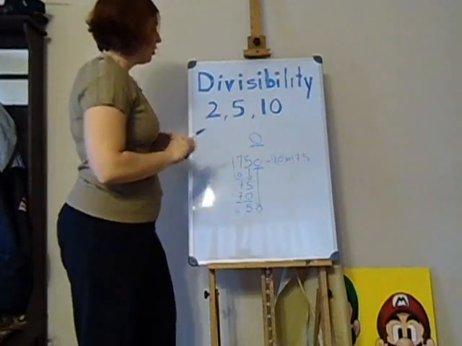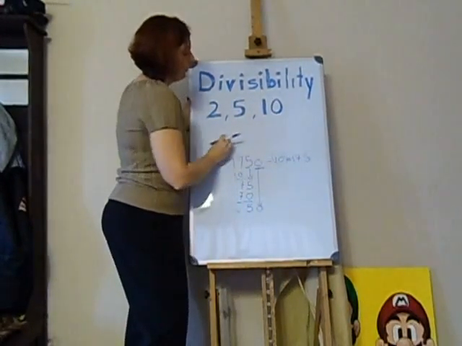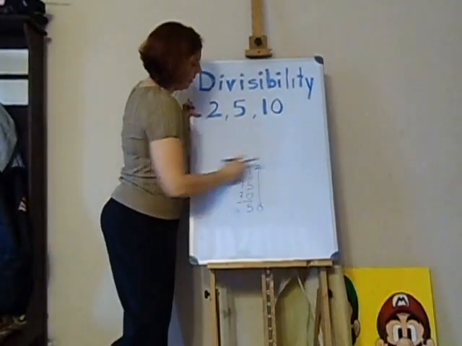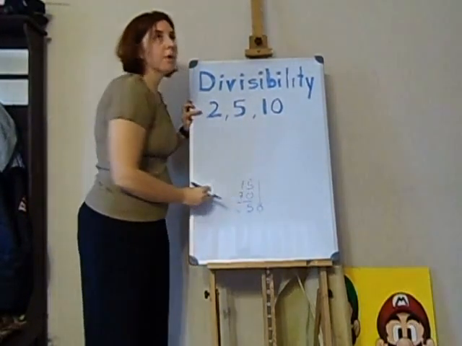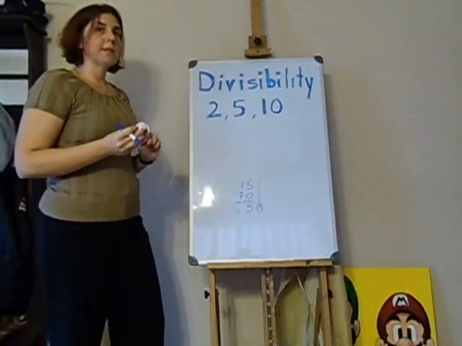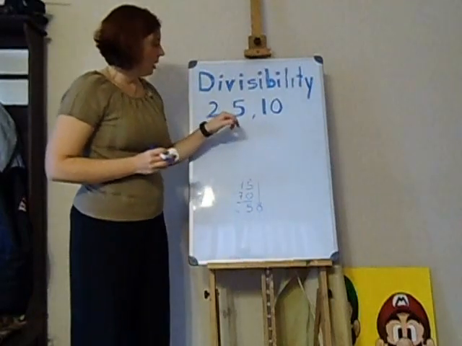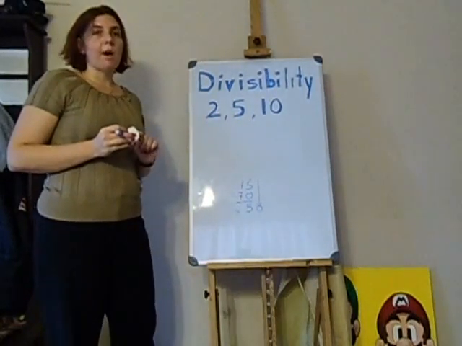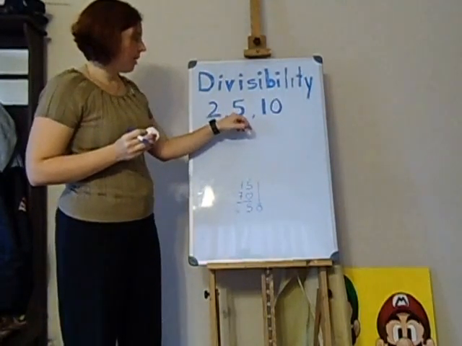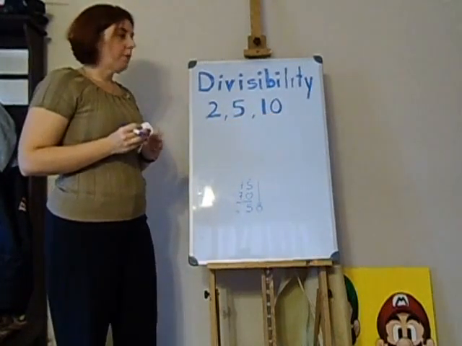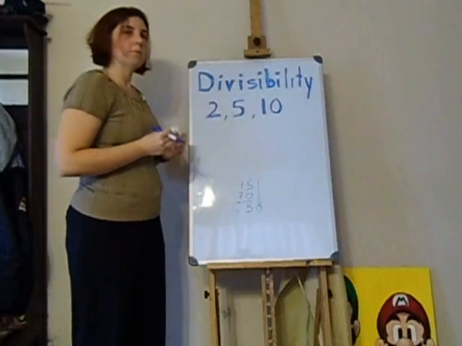Alright, that's it. So, let's go ahead and recap real quick. Any number that ends in a 0, 2, 4, 6, and 8 is divisible by 2. Any number that ends in a 5 or a 0 is divisible by 5. And any number that ends in a 0 is divisible by 10. That's it.